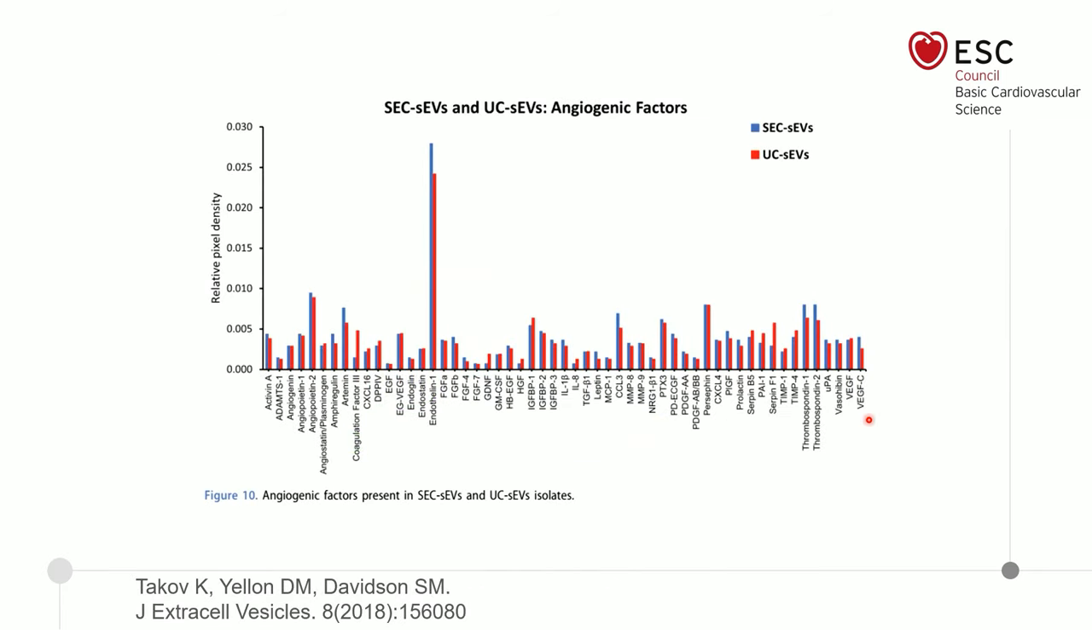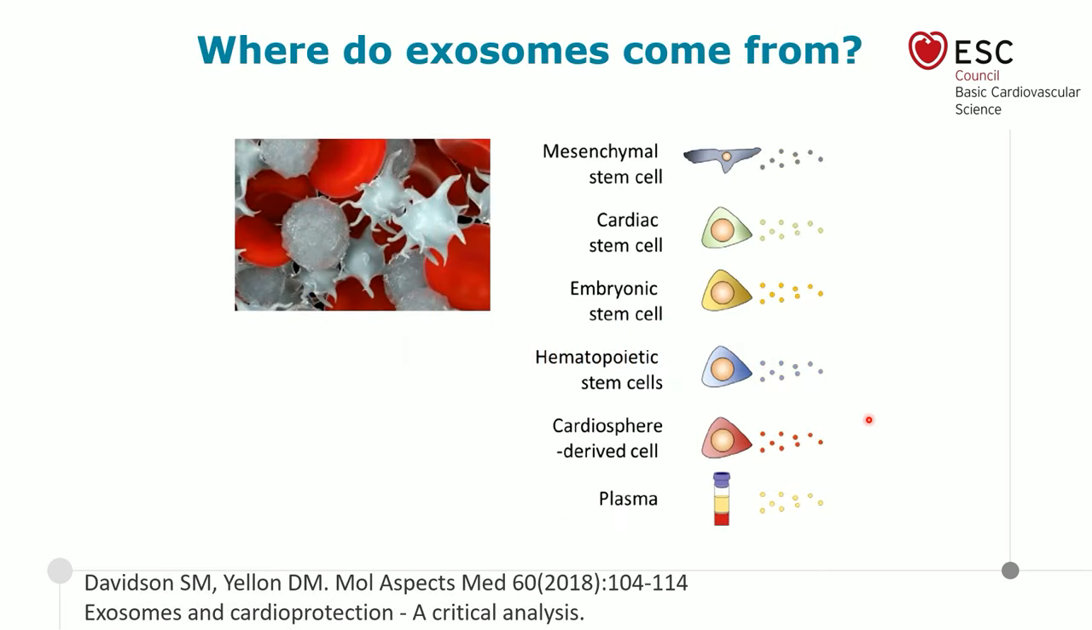So we did also compare the contents, just looking at some of the angiogenic factors by both methods, and interestingly they're quite similar between both of them. So in these experiments, we were looking at exosomes present in the blood, primarily originating from erythrocytes and also from the endothelium and platelets as well.